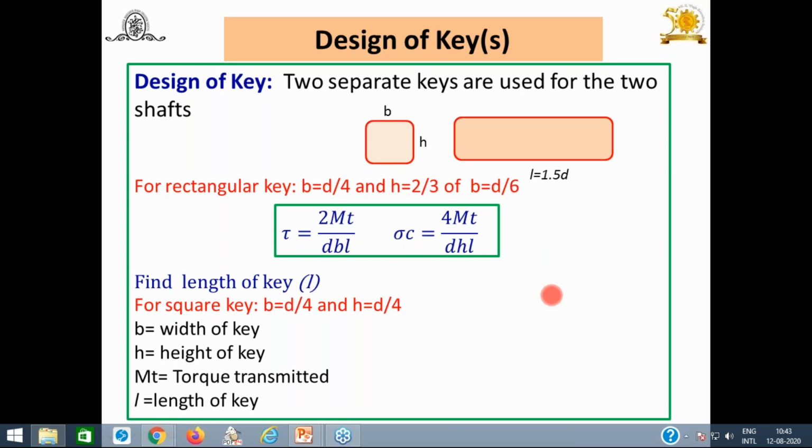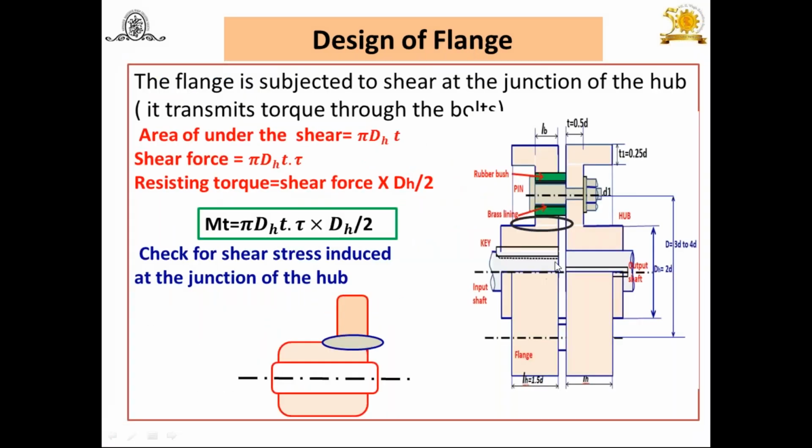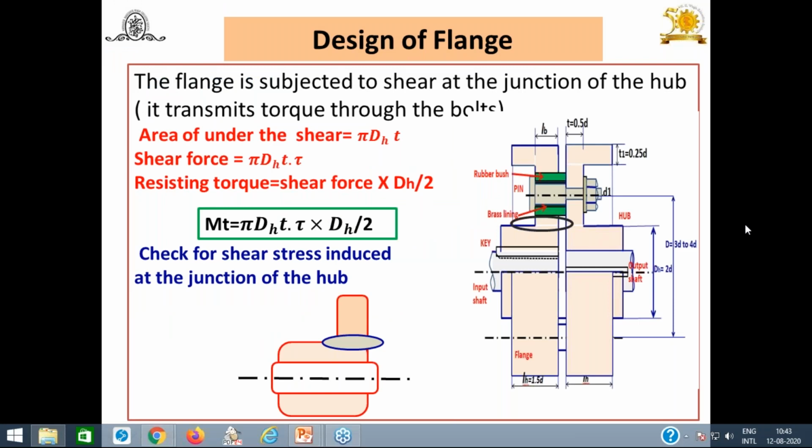If you compare with the design of a rigid coupling, design of shaft, design of hub, design of key, the procedure is the same as for a rigid coupling, for a bush pin type coupling. Only the changes I will explain. Now the next point is design of flange. How to design? Again, this procedure is also the same.